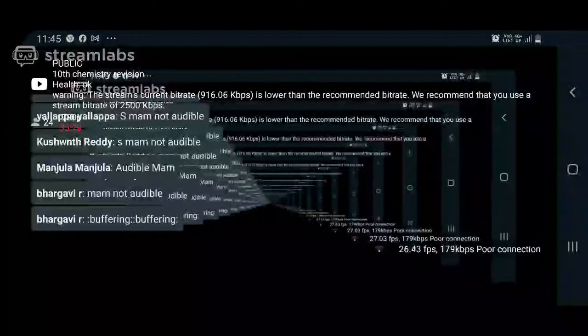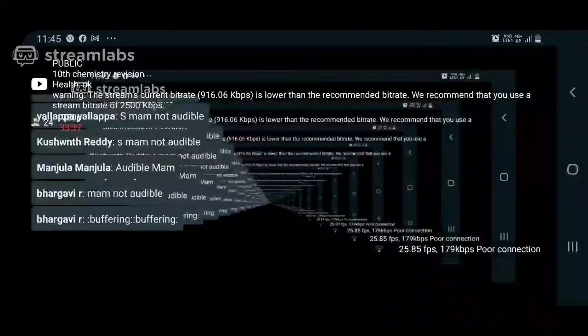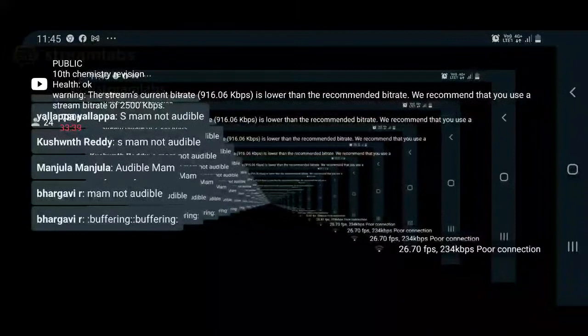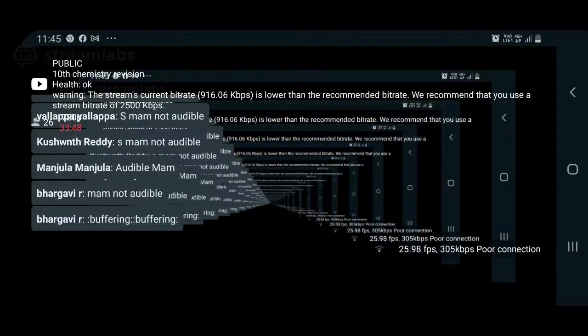And the next one is washing soda. Hydrated sodium carbonate is called washing soda. And what is the importance of washing soda?